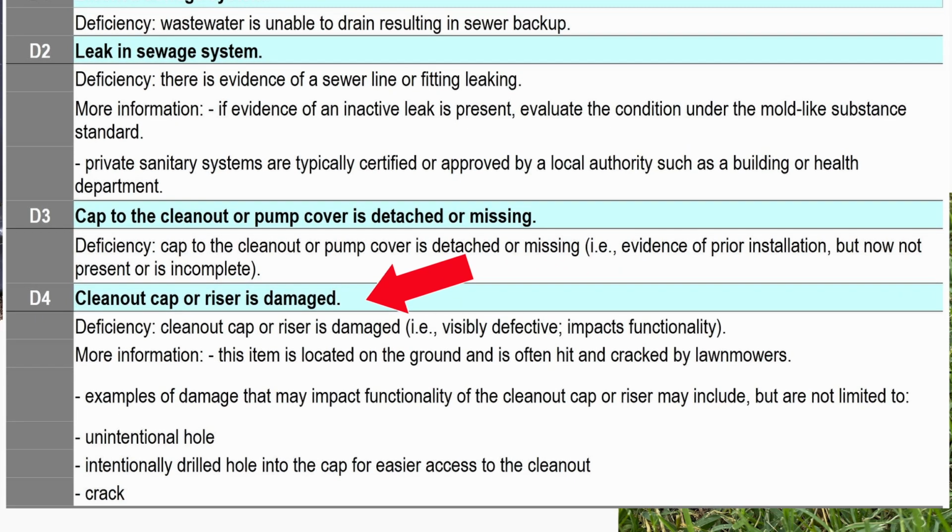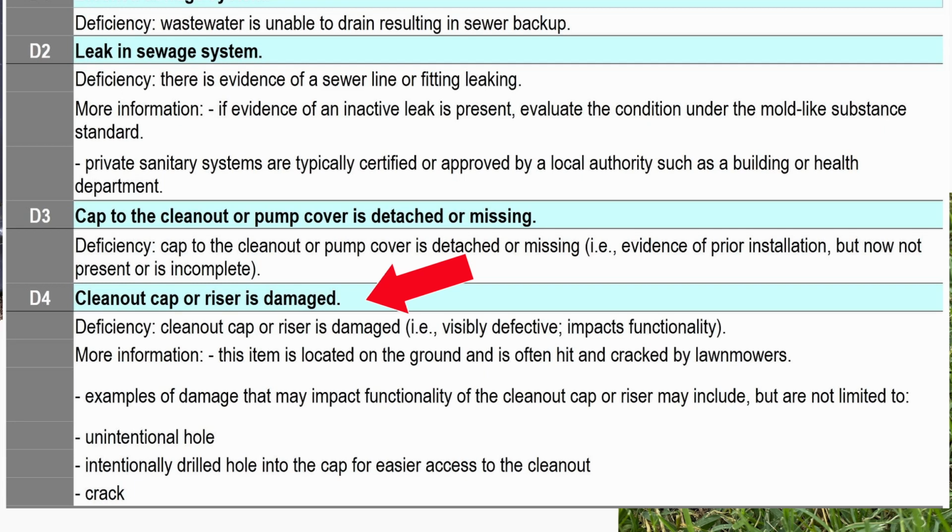Deficiency 4, cleanout cap or riser is damaged, visibly defective, or something impacts its functionality. More information, this item is located on the ground and is often hit and cracked by lawnmowers. That would be the cleanout cover.